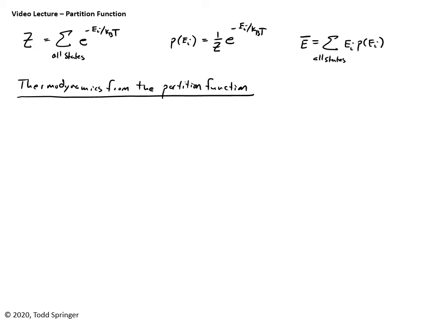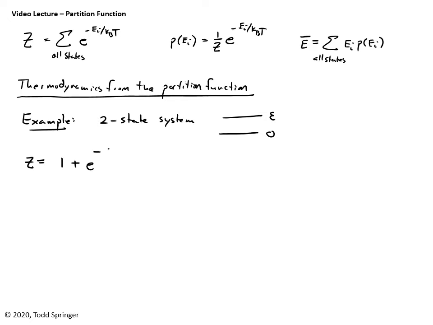Just to do an example as to how this works, let's go back to the two-state system. It had two energy levels, 0 and epsilon, like this. And we wrote down the partition function for this case. It was 1 plus e to the minus epsilon over kBT. So now let's calculate the average energy of this.